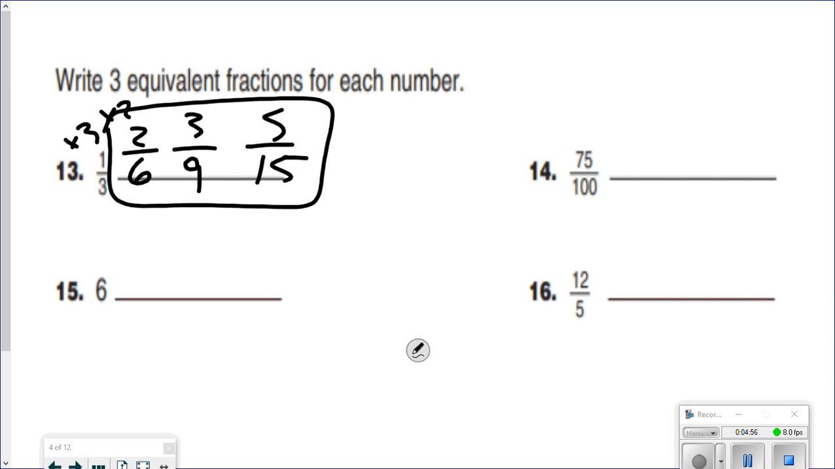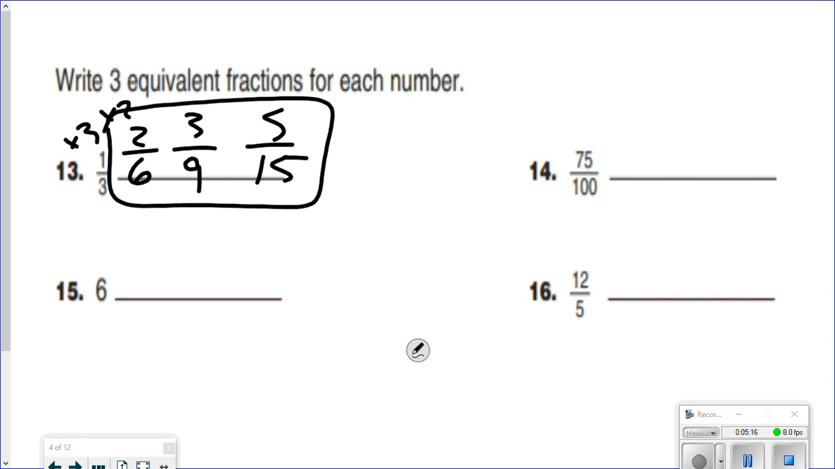Let's take a look over here. We have 75/100. We have to find some equivalent fractions for that one. Let's make life easier instead of making just huge numbers. And what I don't want you kids doing for equivalent fractions is just multiplying by 10, by 10, by 10, by 10, because you're not explaining that you understand the concepts. You're just telling me that you can multiply by 10.